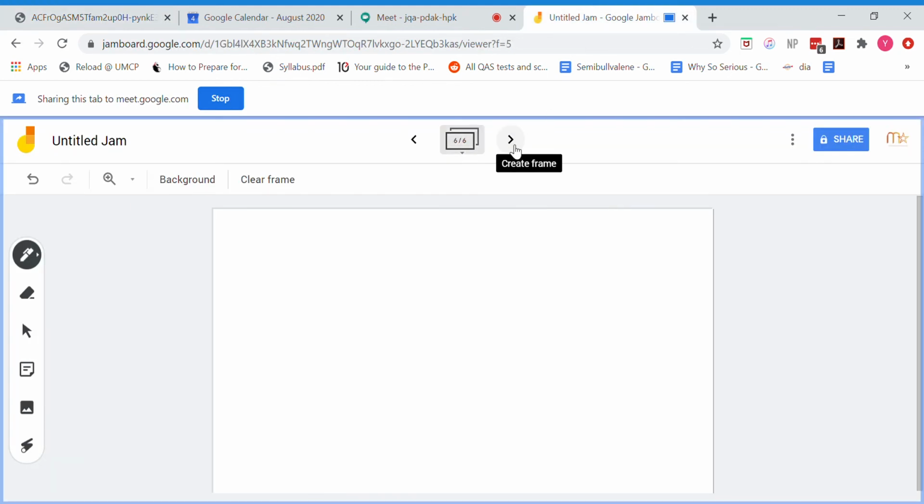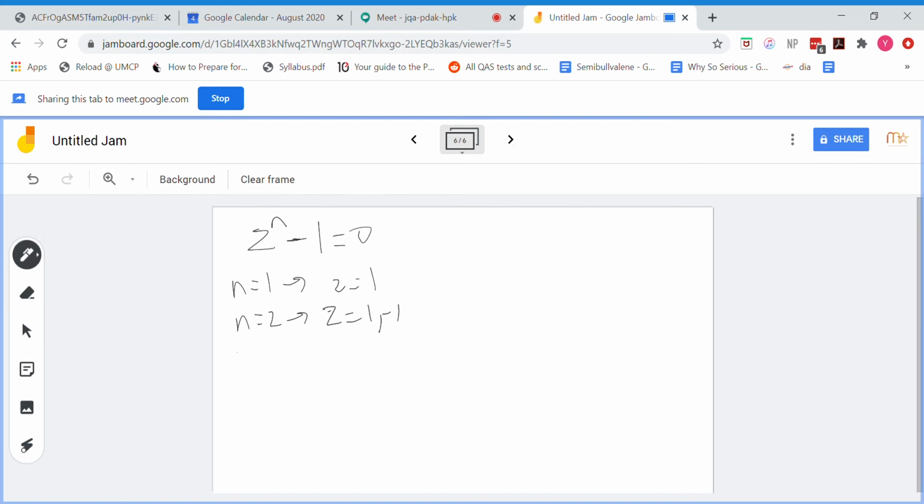Alright, so before we tackle this problem, let me introduce the roots of unity. Basically, we're considering the roots of the equation z to the power of n minus 1 equals 0. When n equals 1, there's only one root, z equals 1. N equals 2, there's 2 roots, z equals 1 and negative 1. When n equals 3, however, you have z cubed minus 1. We factorize this, we get z minus 1 times z squared plus z plus 1 equals 0.